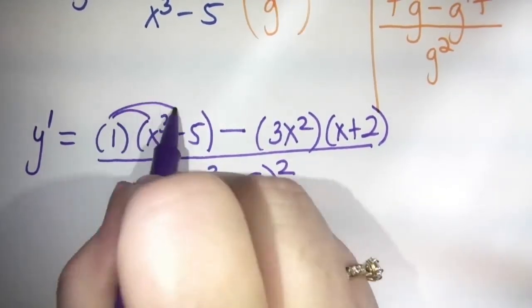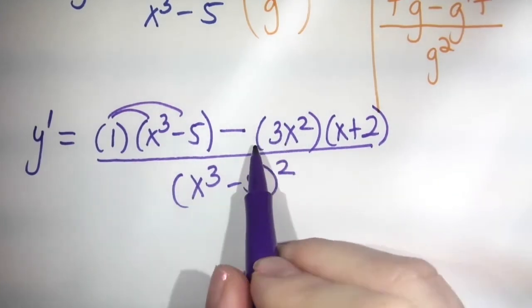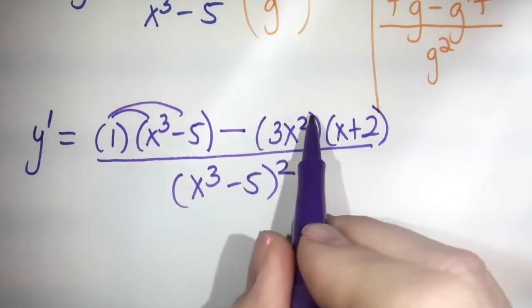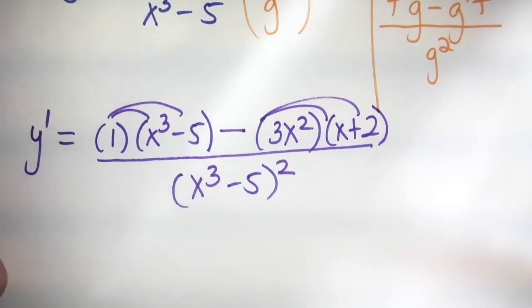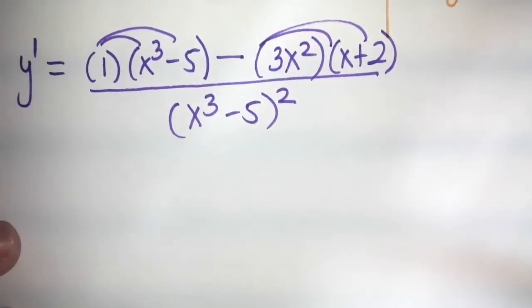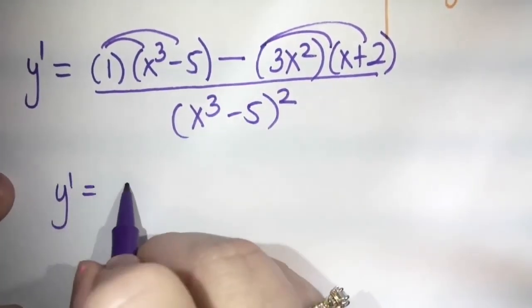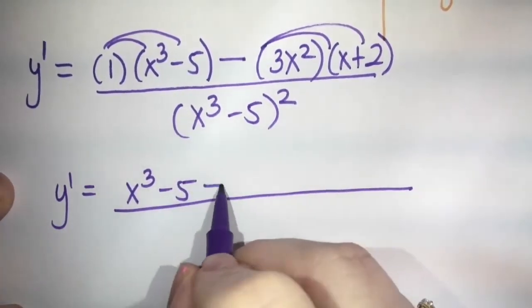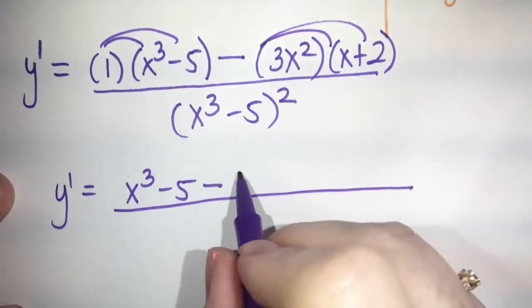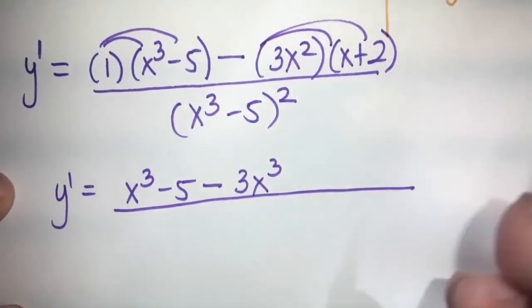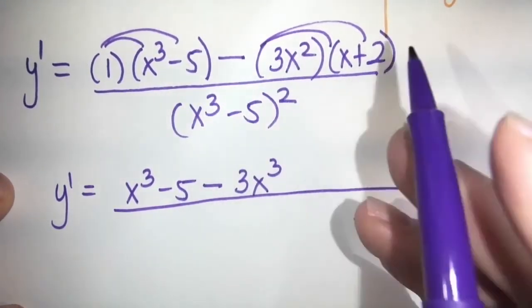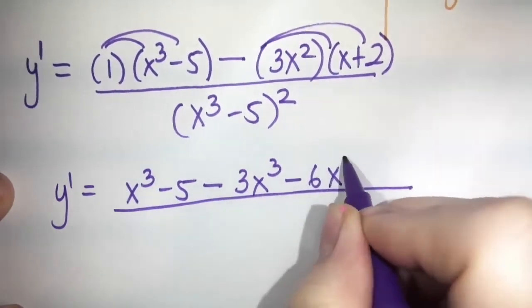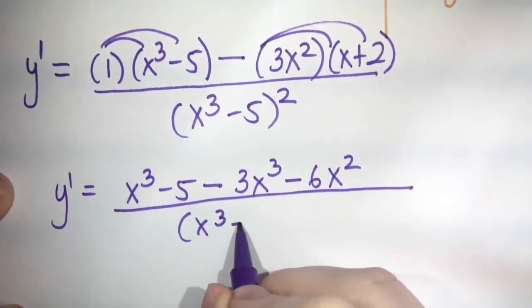So 1 times anything, of course, is the anything. Here we have negative 3x squared times each of these terms. So make sure you distribute the negative as well. So here we've got x cubed minus 5, minus 3x squared times x would be minus 3x cubed. And negative 3x squared times 2 would be negative 6x squared, all over the bottom.